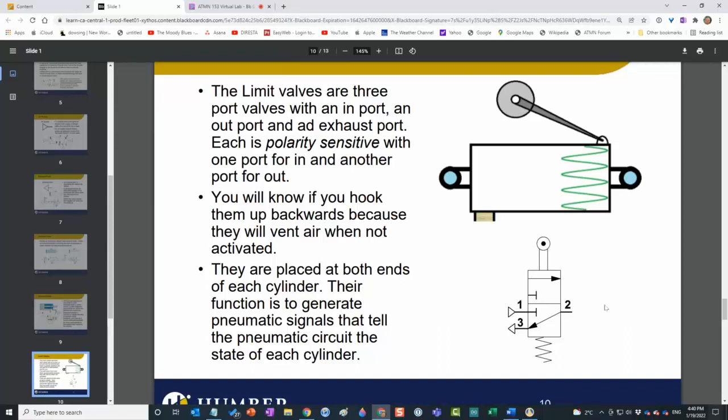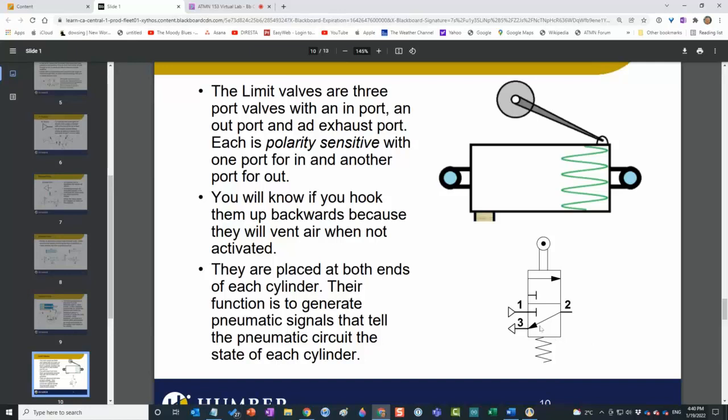So you can kind of hook this up backwards, but it doesn't really work. It actually does work, but it only works half the time. And you'll see that in action. I want you guys to hook up your limit valves backwards when you're in the lab and you realize, oh, they have polarity. They're polarity sensitive. If you hook them up backwards, they'll kind of work, but they'll vent air into atmosphere half of the time.